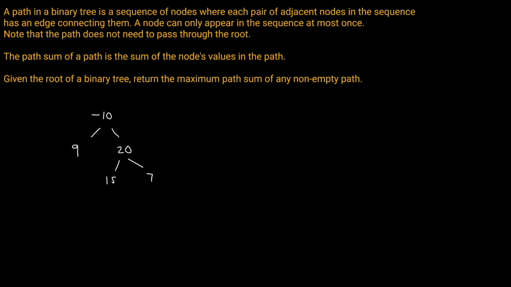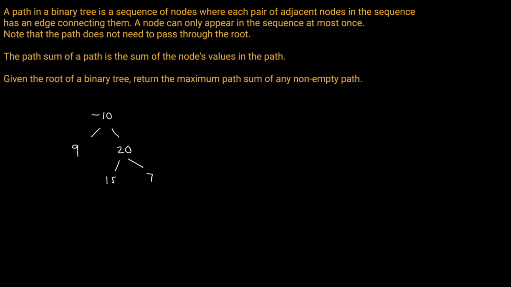So, a path in a binary tree is a sequence of nodes where each pair of adjacent nodes in the sequence has an edge connecting them. A node can only appear in the sequence at most once. Note that the path does not need to pass through the root. The path sum of a path is the sum of the nodes' values in the path. Given the root of a binary tree, return the maximum path sum of any non-empty path.